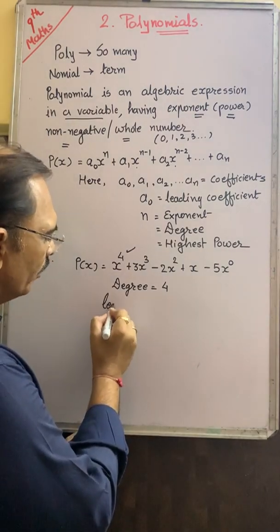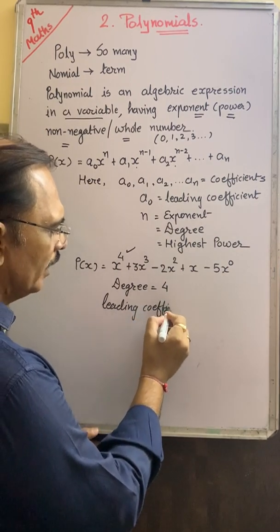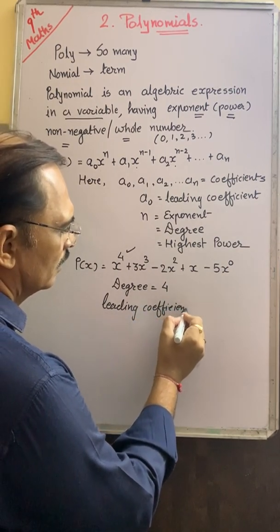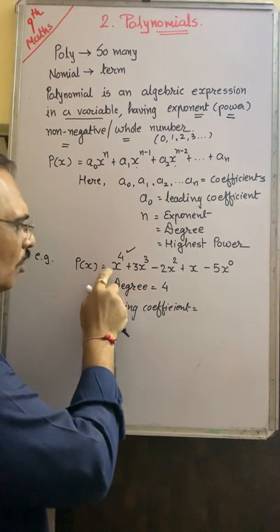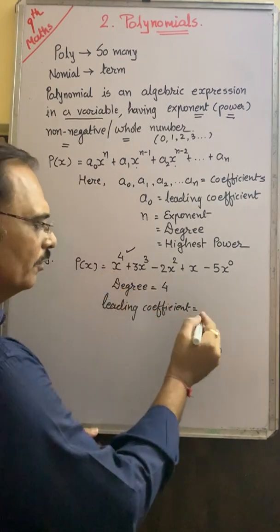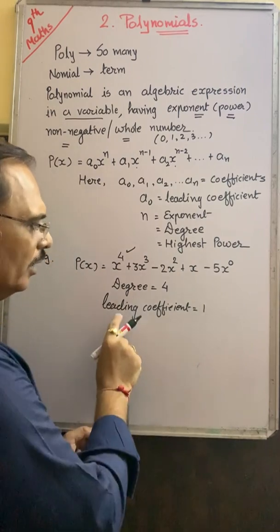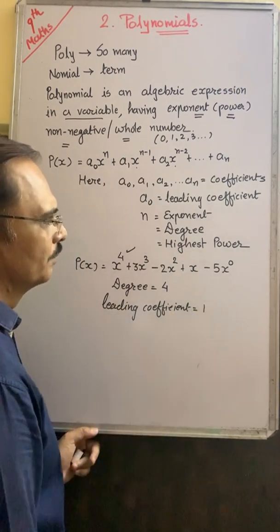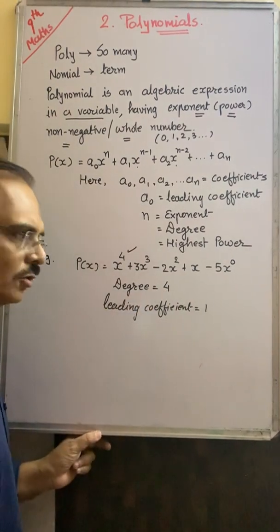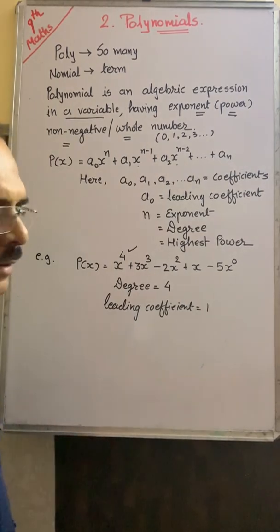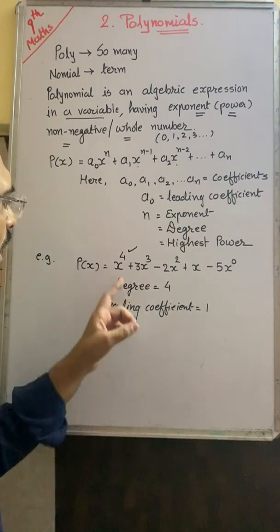What is the leading coefficient of this expression? Leading coefficient means the coefficient of the highest power term. Here nothing is multiplied, so we take 1 is multiplied, 1 into x raised to 4. Okay, so leading coefficient is 1 and the degree is 4. Okay, so in this way you can categorize, you can find which polynomial this is.